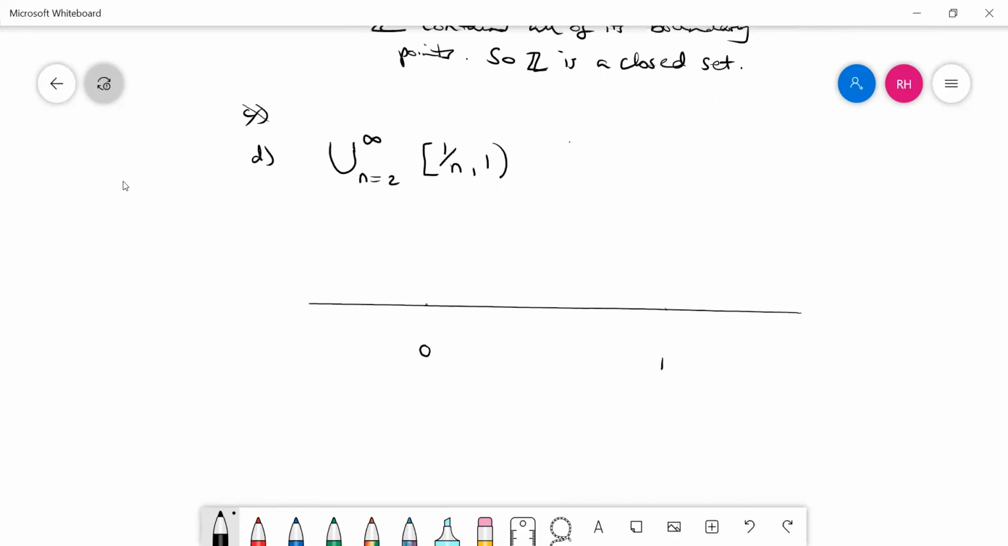So if we've got n equals 2, what do we get? We get a half to 1. So I'll sketch that in. It includes a half. I might actually write it on top of it so we can stack them up. That might be a bit easier. So we'll say that's a half, and then I'll draw it here above it. A half to 1.